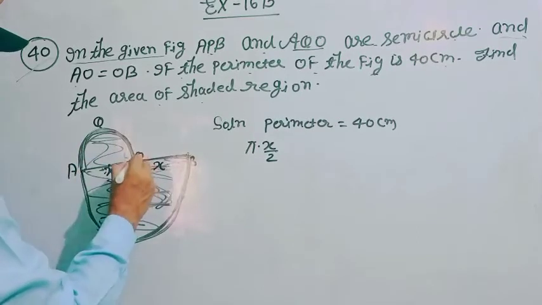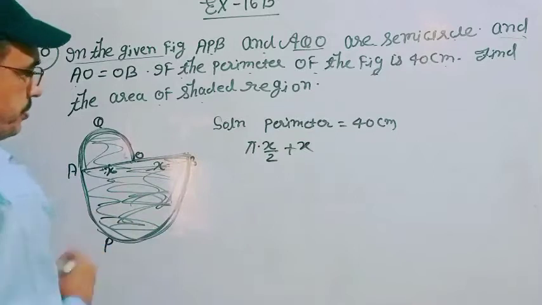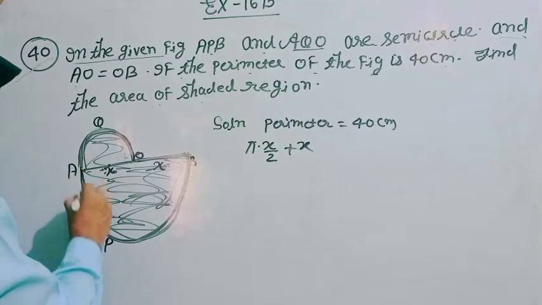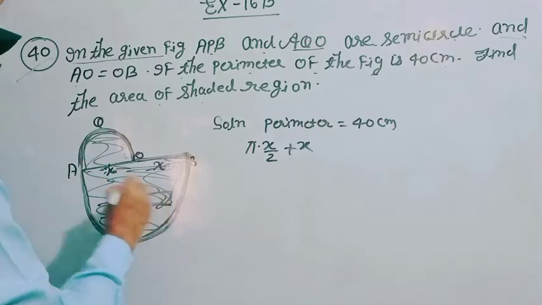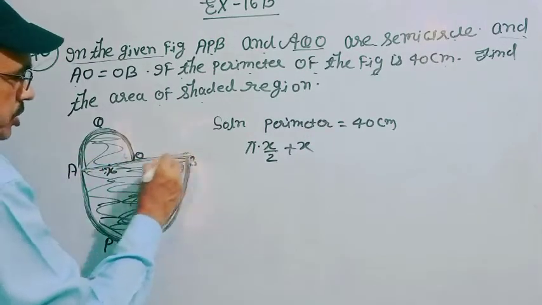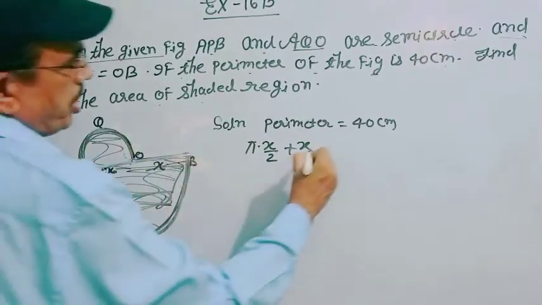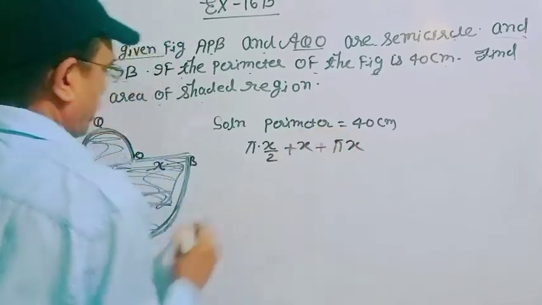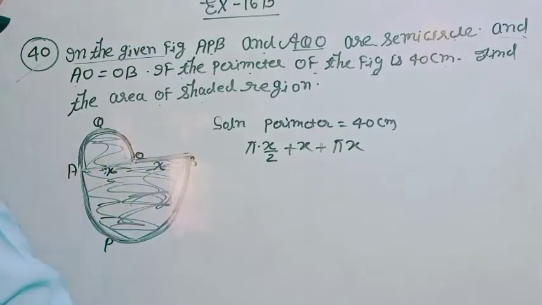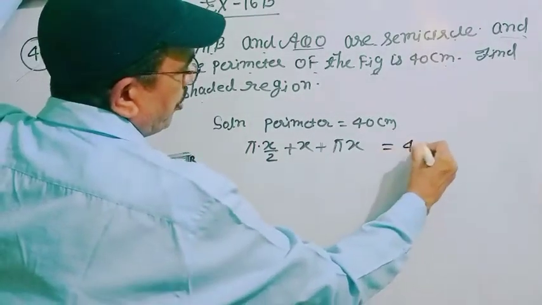Next, what is this part? This is only plus x. After this, what is this? This is also a semicircle, and its diameter is 2x. So what is the radius? That is x. So the radius is x, then its perimeter is pi x, and the total is equal to 40 cm.